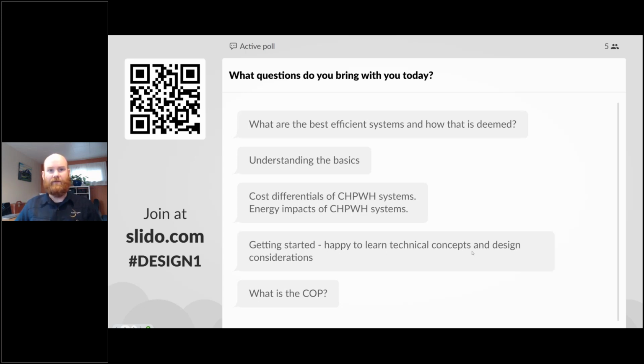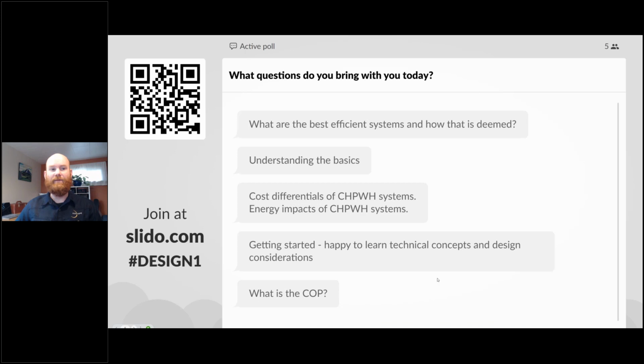Getting started, happy to learn technical concepts and design considerations. Yes, so if you're an engineer and you're just getting started, this is a great session, but please join us for the remaining 4 sessions, as I think there's a plethora of great design considerations and technical concepts that we'll happily share with you.